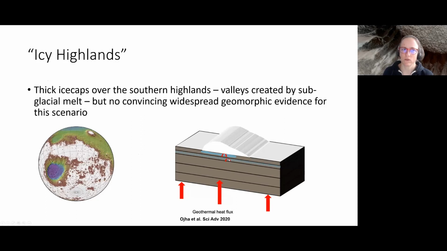The only problem with this icy highlands hypothesis is that it isn't really supported by the geomorphology. Essentially, there are a few valley networks that we find at the surface of Mars that are consistent with subglacial valley networks, but the vast majority of them are actually consistent with normal subaerial valley networks that we find on Earth. And we don't see widespread evidence for glaciers on the surface at this time.